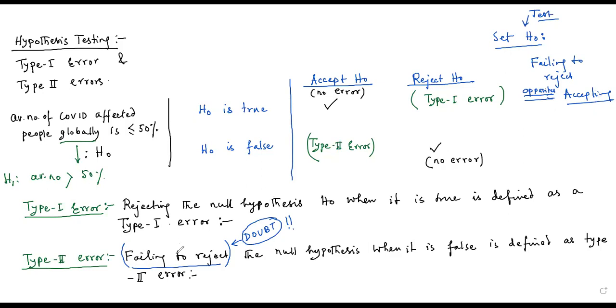He is writing that failing to reject the null hypothesis on the basis of my sample, when actually it is false. This is called the type 2 error. So right now, at this moment, I'm actually going to talk about type 1 error first. Type 2 error will be discussed later on.